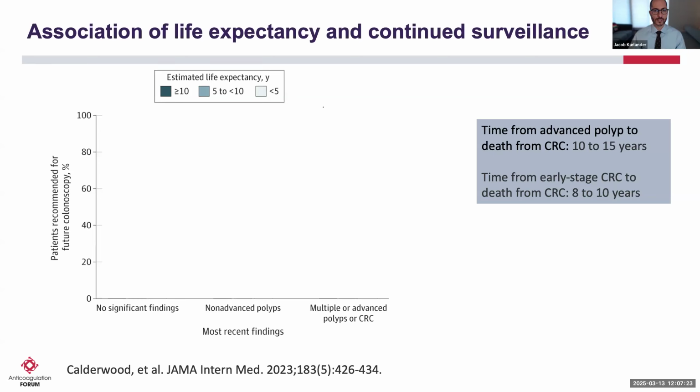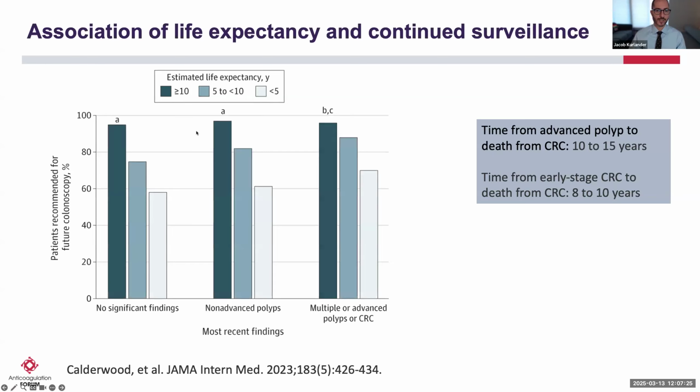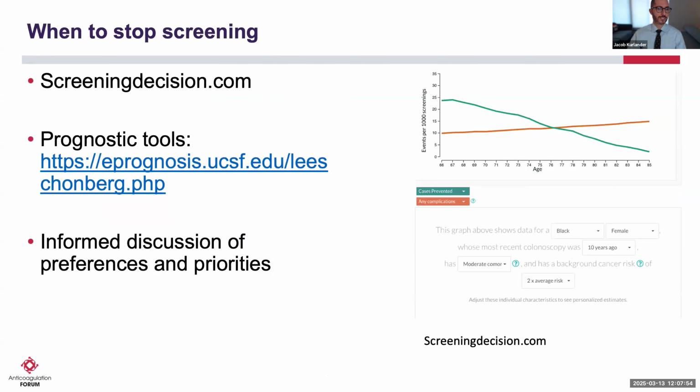And I want to focus really on the folks in these lighter bars where they had less than a 5-year life expectancy. Regardless of the finding on that index colonoscopy, over 50% of them were recommended to come back for a subsequent colonoscopy. And these patients with less than a 5-year life expectancy almost certainly are going to get more risk than benefit from these scopes. So we're not great at making these recommendations, and almost half the time, especially in older folks, we're getting it wrong. So when should we be stopping screening?